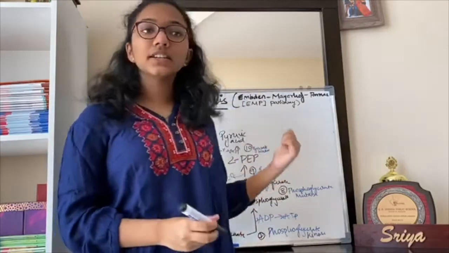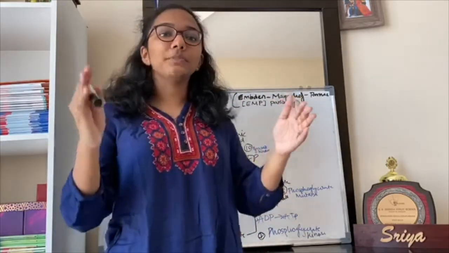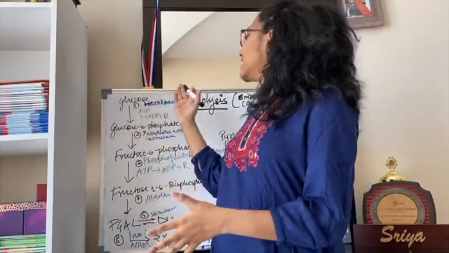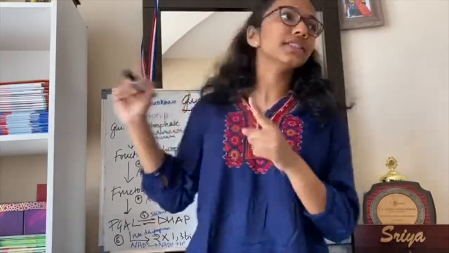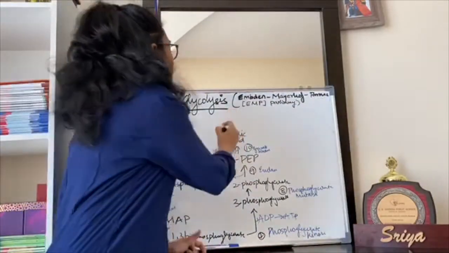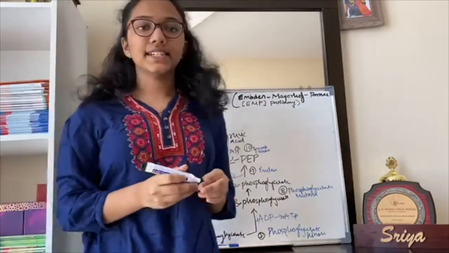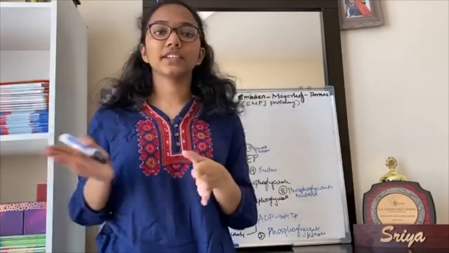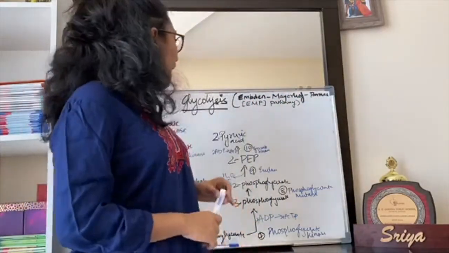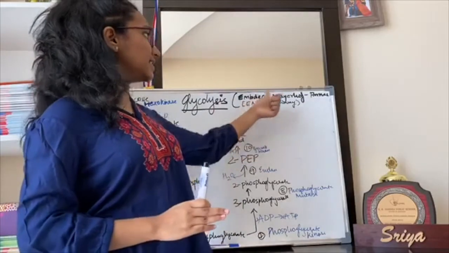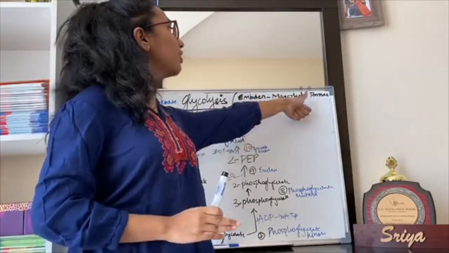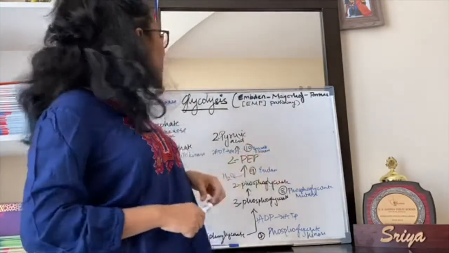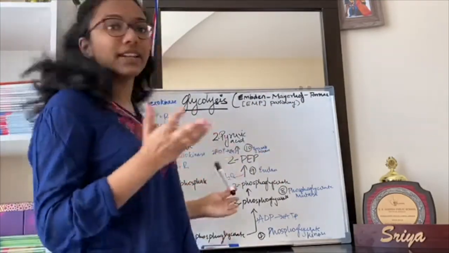It takes place in the cytoplasm and its starting reactant is glucose. One molecule of glucose will end up giving two molecules of pyruvic acid, and this pyruvic acid is further utilized for aerobic and anaerobic respiration respectively. It was discovered by three scientists, Embden, Meyerhof and Parnas, so that's why it's also known as the EMP pathway. Okay, so we're done with what glycolysis is.